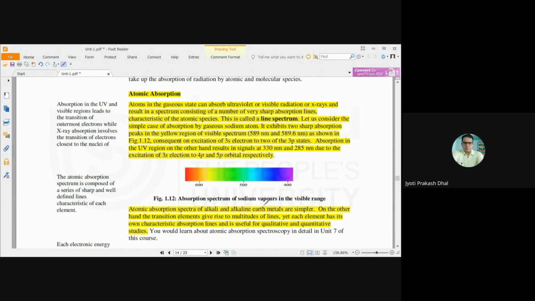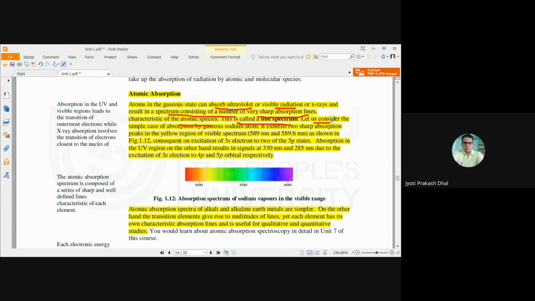Now the next one is atomic absorption. Atoms in the gaseous state can absorb ultraviolet or visible radiation or X-rays, resulting in a spectrum consisting of a number of very sharp absorption lines that are characteristic of atomic spectra. So this is called a line spectrum.